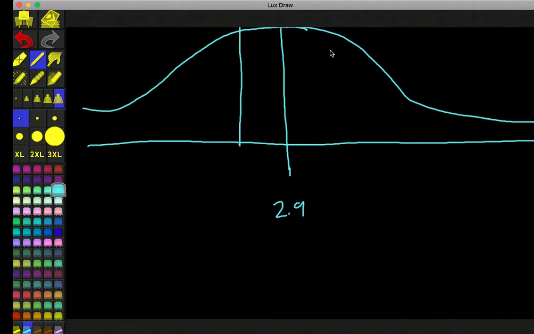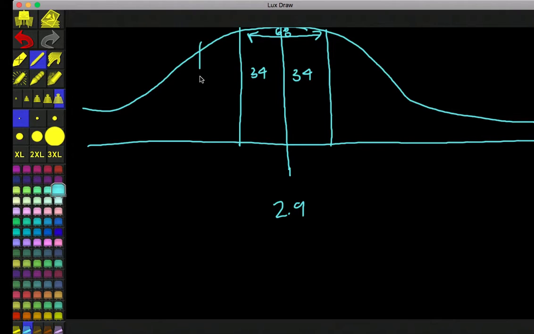So my mean's there, and then I know with my 68, 95, 99.7 rule that this section right here is going to total 68%. So I divide that by 2 and I get 34 here and 34 here. Okay, so that's my 68.